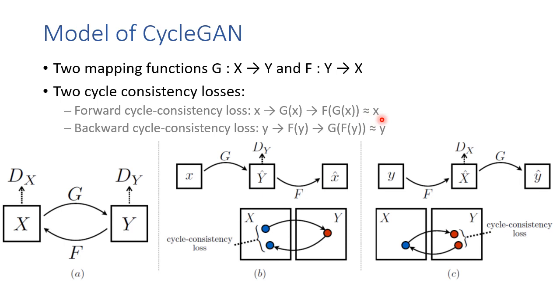Another one is the backward cycle consistency loss. So we use F of y to translate y into the x domain, then we call G of F of y, then the output should be equal to y. Okay, so here's the illustration of CycleGAN. We call function G to translate x into y, right? Then we can call function F to translate y back into x. Okay, so that's why it's called cycle, or it creates a cycle.